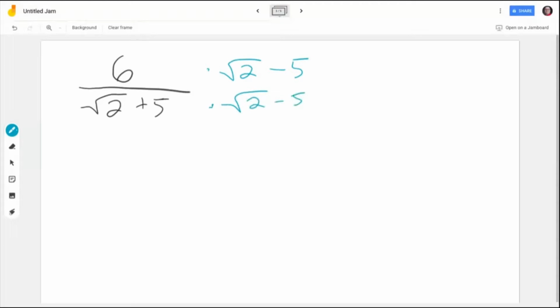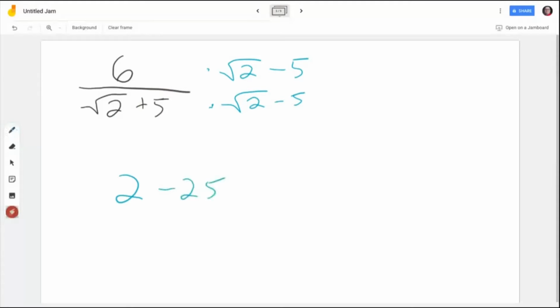Okay, so this is similar to what we saw with the difference of two squares. Remember that those middle terms cancel out. So we could use FOIL and multiply this whole thing out, or you can see that what's going to happen is you're going to have a square root of 2 times the square root of 2, which is going to yield us just 2, and you're going to have a negative 5 times a positive 5, which is going to yield us a negative 25.